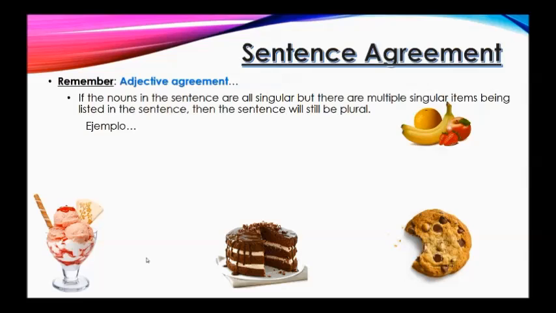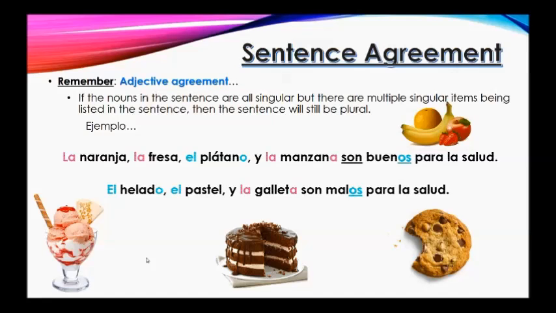One other thing you will want to remember with making sentences agree in Spanish is that if the nouns in the sentence are all singular, but there are multiple singular items being listed in the sentence, then the sentence will still be plural. A couple examples of this would be la naranja, la fresa, el plátano y la manzana son buenos para la salud. Even though all of these nouns are singular, there are 1, 2, 3, 4 of them being listed, and that makes this sentence plural. So that's why we say son buenos.